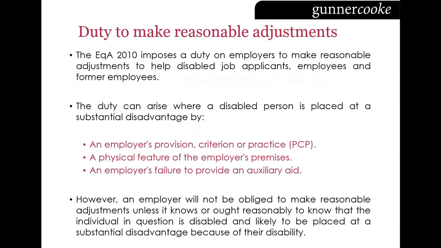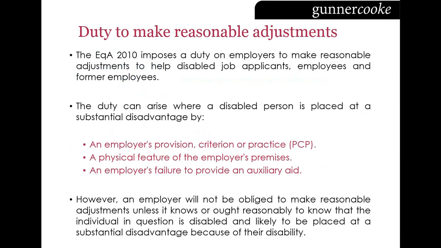So the duty to make reasonable adjustments you will probably be familiar with, and it lends itself to a separate session entirely. This strand of discrimination is unique to disability discrimination, and it places a positive obligation on employers in circumstances where they know or ought reasonably to know that the person has a disability and that they are placed at a substantial disadvantage by either a PCP, physical features, or failure to provide auxiliary aids. So the duty requires three things.